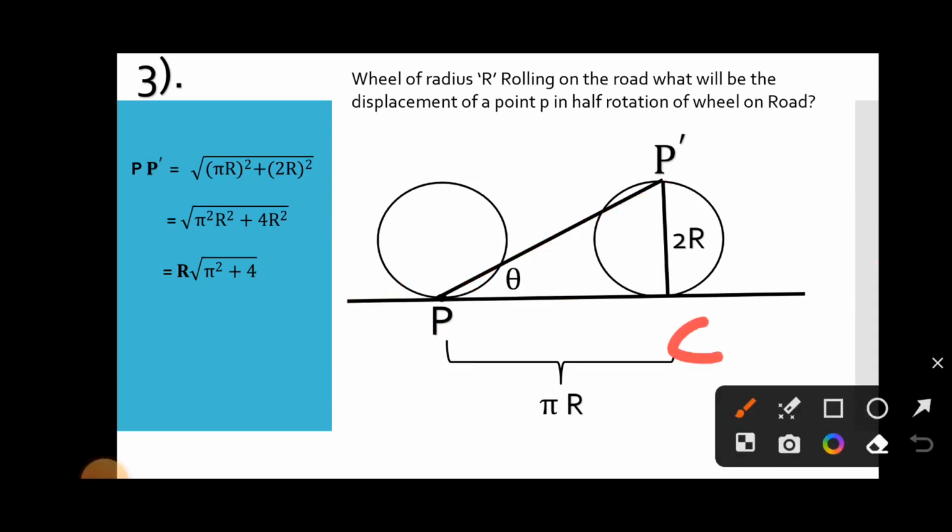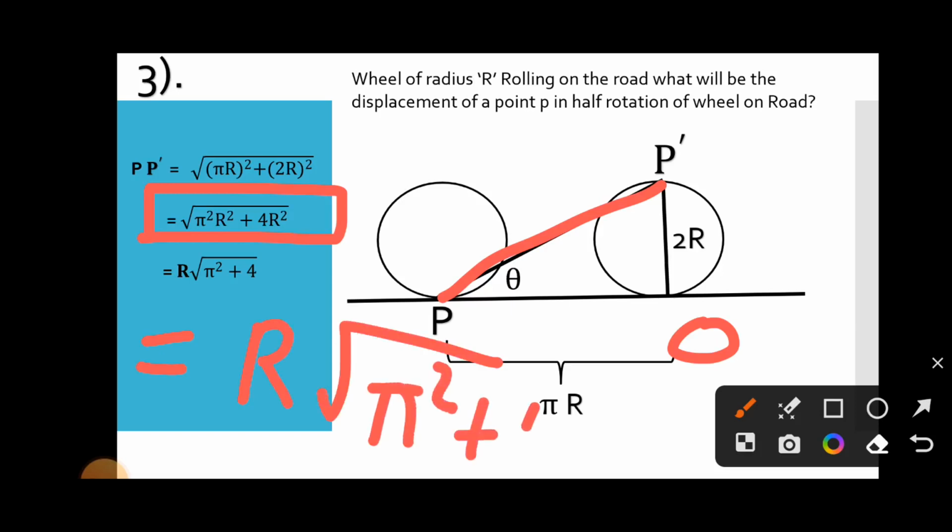So for the displacement, P dash is equal to under root pi into r whole square plus 2r whole square, which gives under root pi square r square plus 4r square. And finally we get the displacement is equal to r into root pi square plus 4.